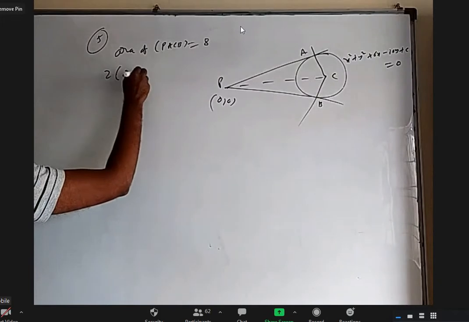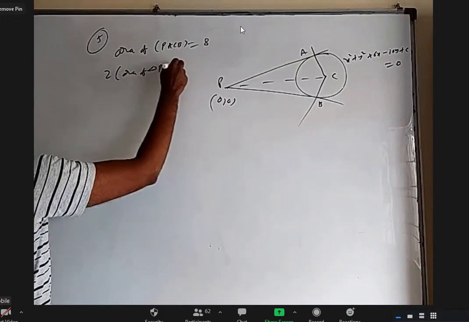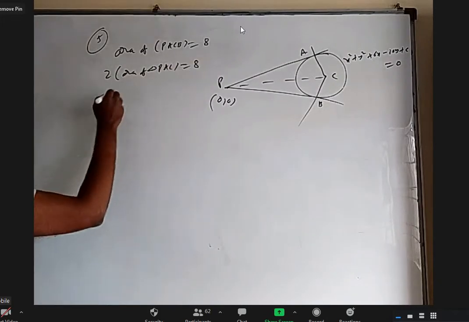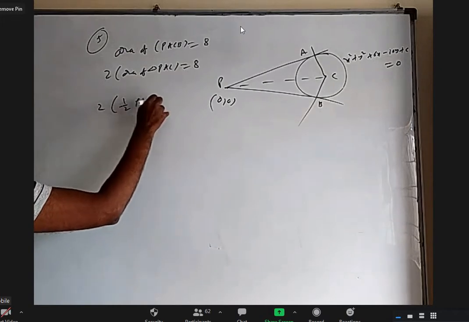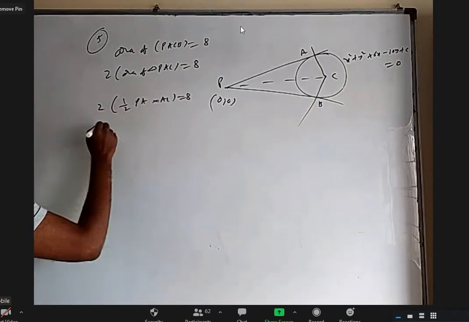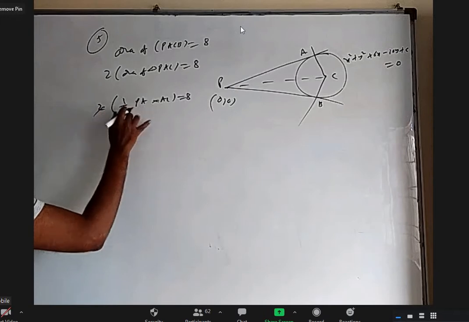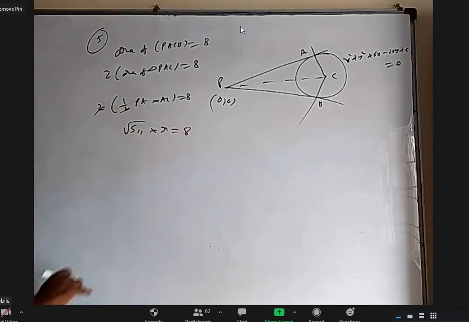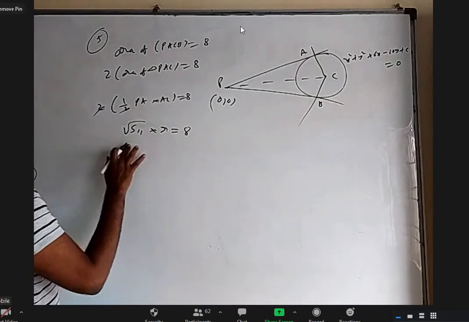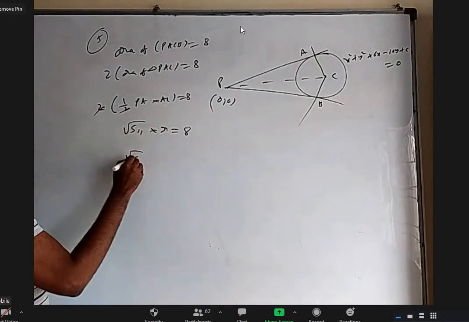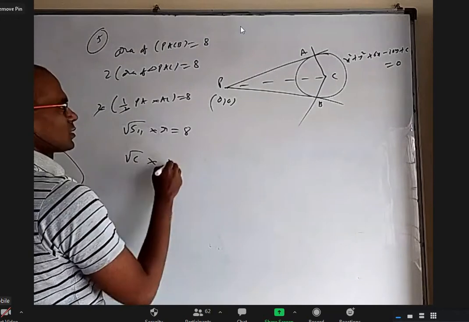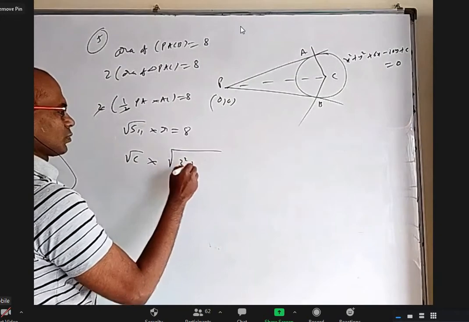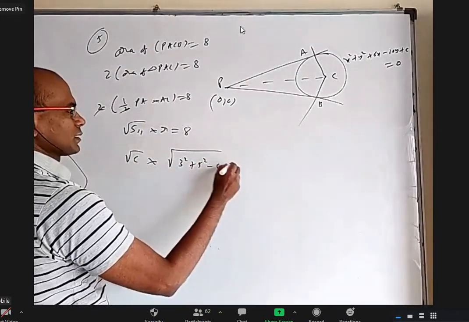2 times the area of triangle PAC is 8. The area of triangle PAC is half into PA into AC. The 2 will cancel. PA is root S11 and this is R. So we have this formula, R into root S11. What is root S11? Because this is the origin, it is simply root C. And the radius is root over 3 square plus 5 square minus 6 is equal to 8.